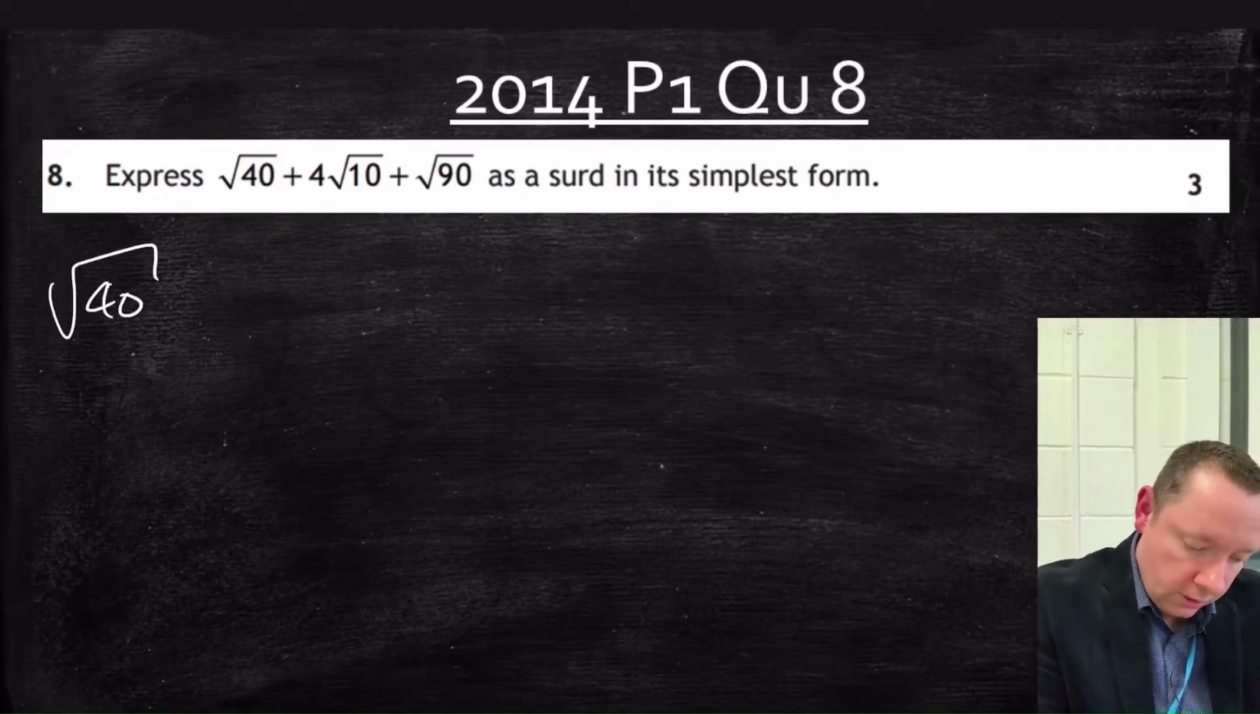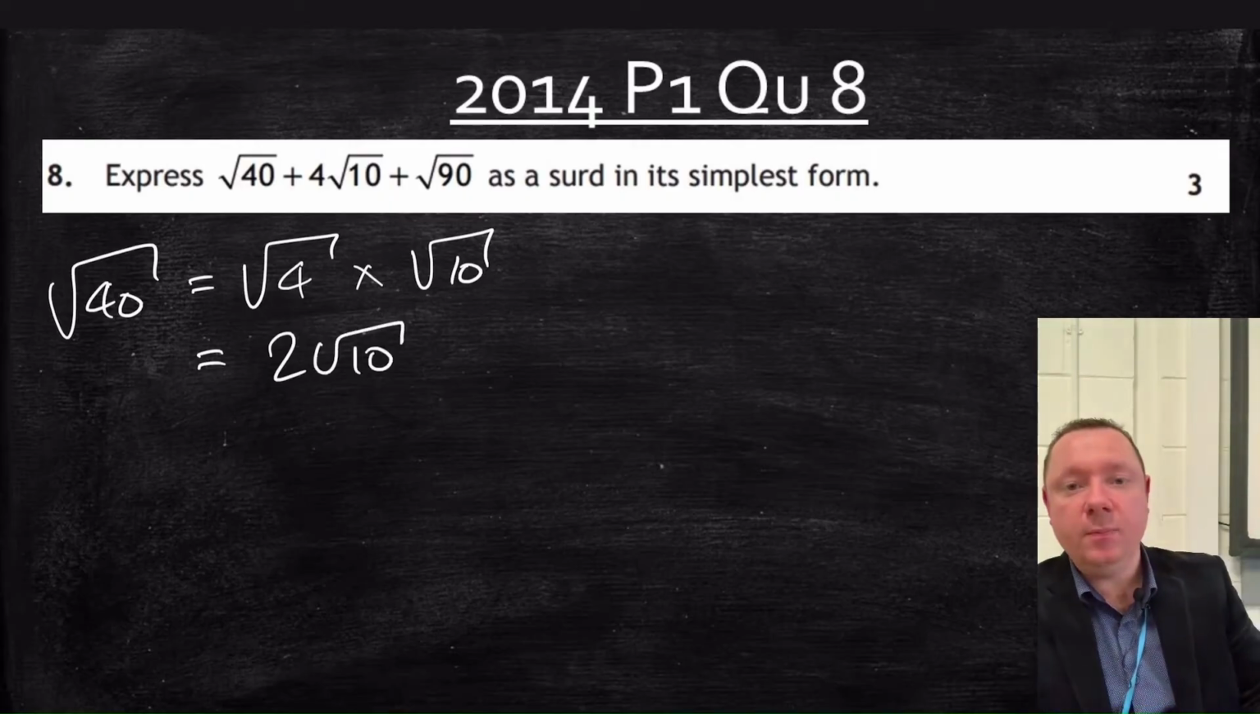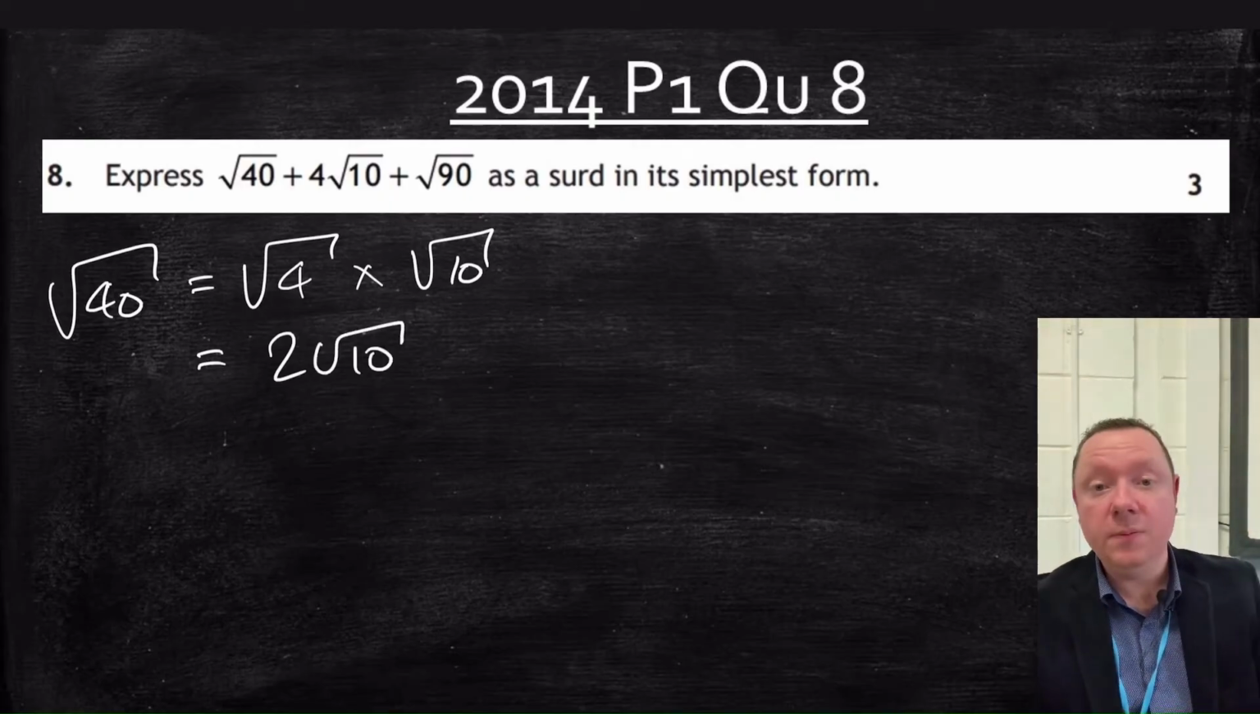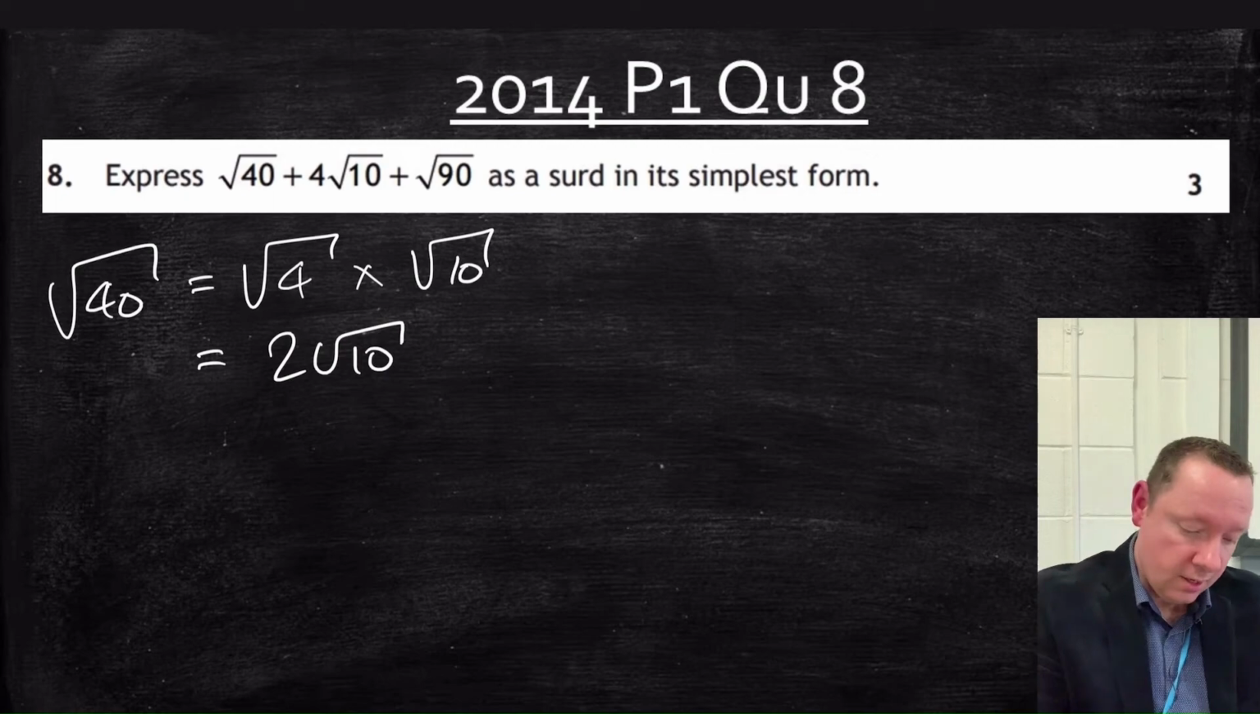So we've got root 40, well that's just 4 times 10, to root 10. Notice our root 10 has appeared, and we now know that root 10 is already simplified because 4 is the biggest square number that goes into 40, and it gave us root 10 as an answer. So I don't have to try and simplify my root 10. So I'll now go and simplify my root 90.